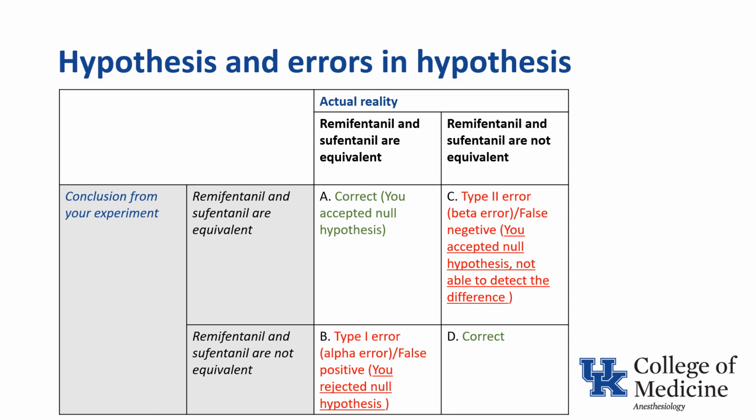And lastly, look at box D. In this situation, the actual reality is that remifentanil and sufentanil are not equivalent, and you did identify correctly that they are not equivalent. So I hope that explains, or at least gives you an idea of, what alpha error and beta error are.